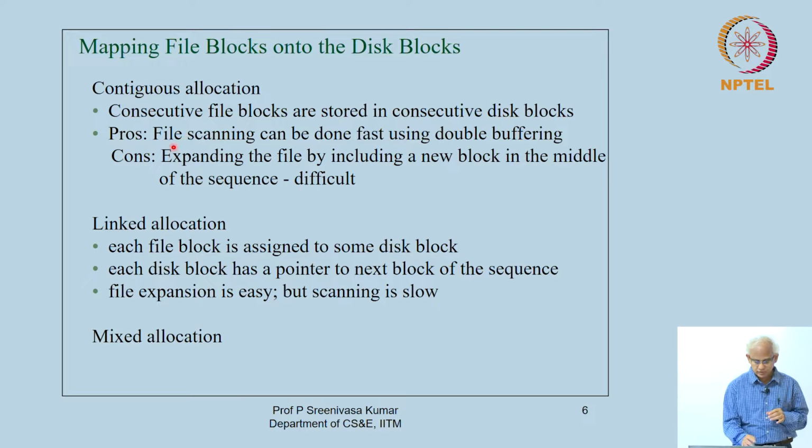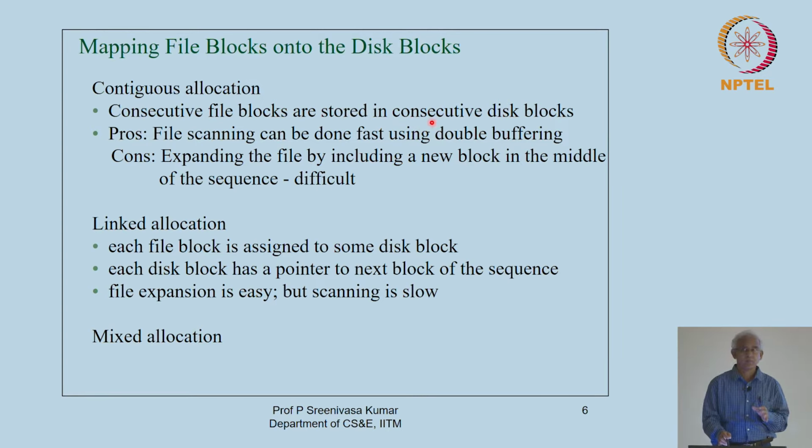Now, the advantage of this is that if you want to scan the entire file, it can be done very fast, because the file blocks are all on consecutive disk blocks. So we have seen the notion of consecutivity. Basically, consecutive means, from an access time point of view, these blocks that are on one particular cylinder are said to be close to each other, and then the next cylinder, the next adjacent cylinder.